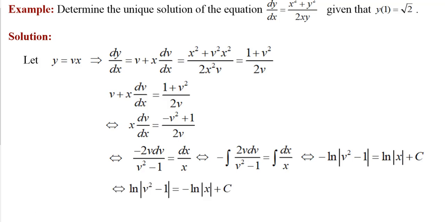And simplifying further by multiplying both sides by minus 1, we get this equation. And now at this point, remember we've got to get to a point where we leave y as the subject of the formula. So we need to apply e on both sides here. If we apply e on both sides, the left hand side, clearly we're going to get v squared minus 1. But looking at the right hand side, we're going to get e to the power minus ln x plus c.